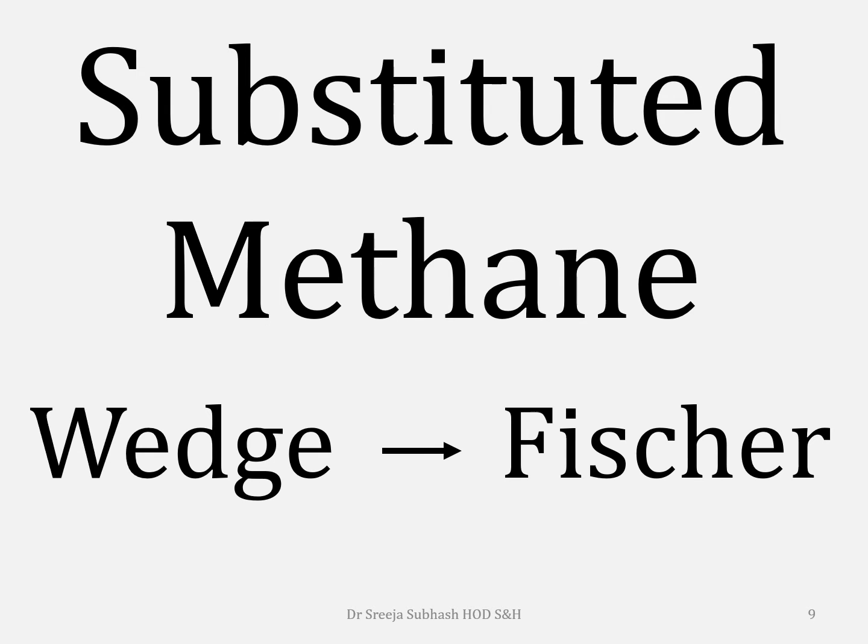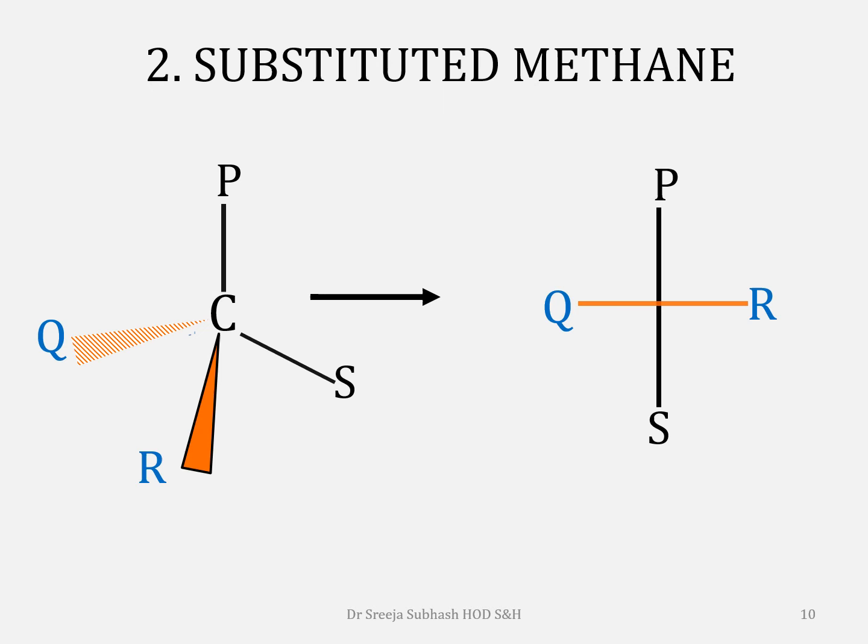Now let us have a look at the Wedge-Fischer conversion of a substituted methane. We have already seen methane. Now we'll see how it works on a substituted methane. Well, here we have the substituted methane and it is just the same story as we have seen in the case of methane. That is, the straight lines are represented by a vertical line and the one which is away from us and the one which is towards us.